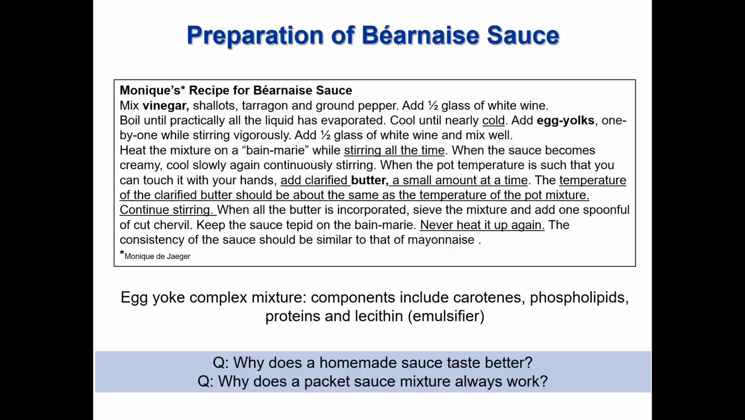You're essentially making an emulsion, and the egg yolk provides the emulsifiers. However, the idea is to make a sauce and not an omelette. So the question is, why does homemade sauce taste so much better than a packet sauce? And why does a packet sauce always work?